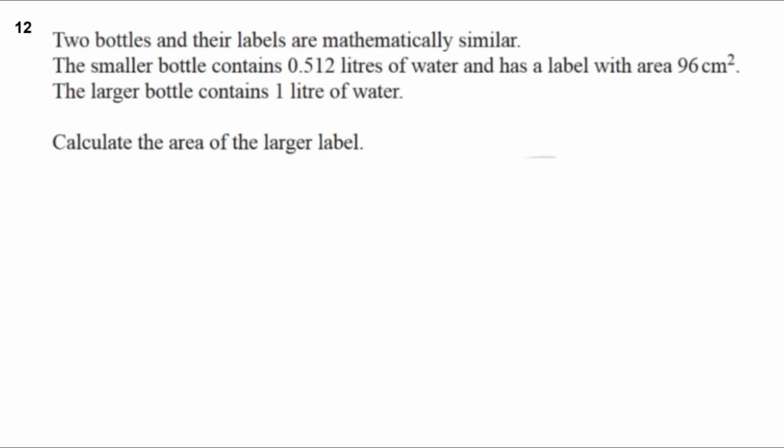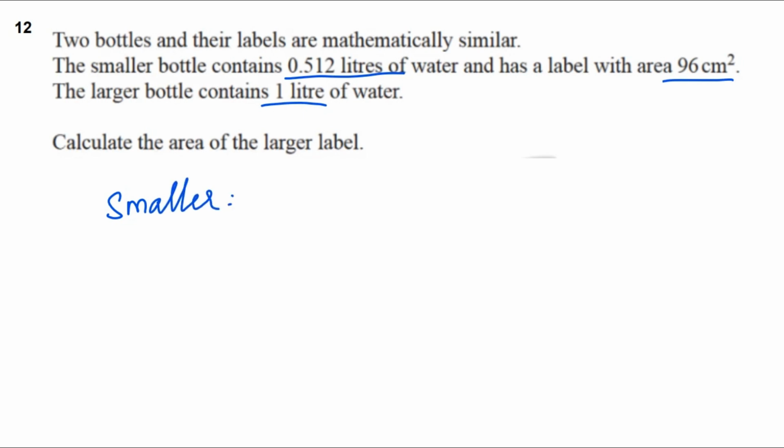And this one is a little bit challenging one. Let's do this one. Two bottles and their labels are mathematically similar. The smaller bottle contains 0.512 liters of water and has a label with area 96 centimeter square. The larger bottle contains 1 liter of water. Calculate the area of the larger label. Okay. So volumes of the two bottles are given and area of one label is given, and we need to find the area of the larger label, on the other bottle.